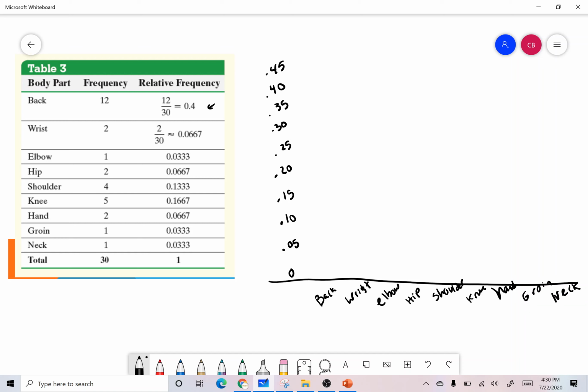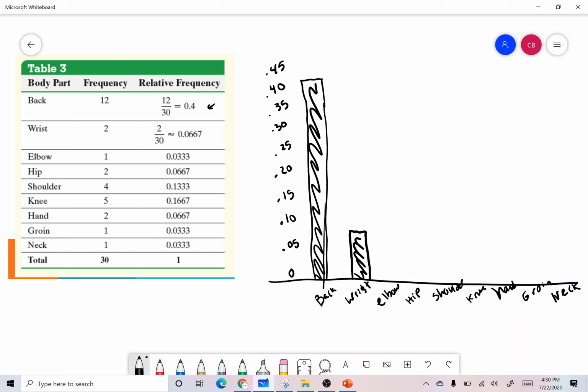Back is 0.4, so we're going to just go ahead and draw all the way up to 0.4. Shade that in. And it's important that these are the same size and shape because we don't want it to be skewed. I'm going to do my best, but obviously it'd be easier if I had the actual software. 0.06, that's going to only be right here. So we kind of estimate that at 0.06, a little bit higher than 0.05.